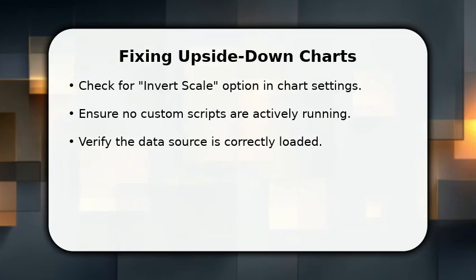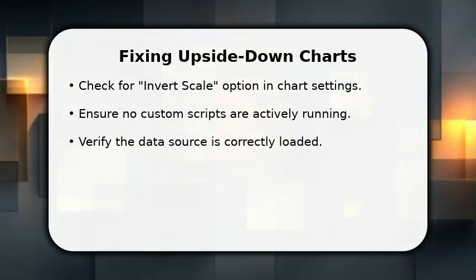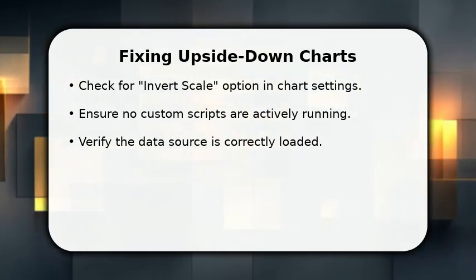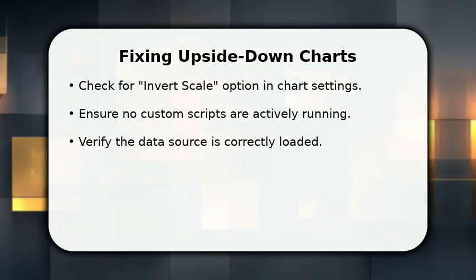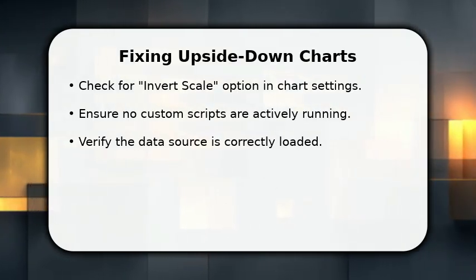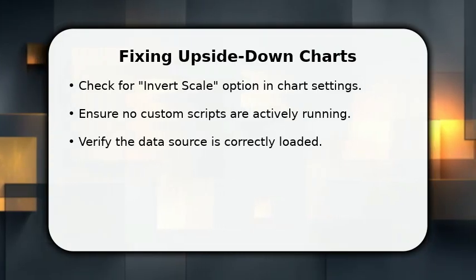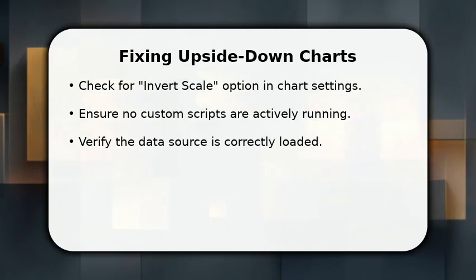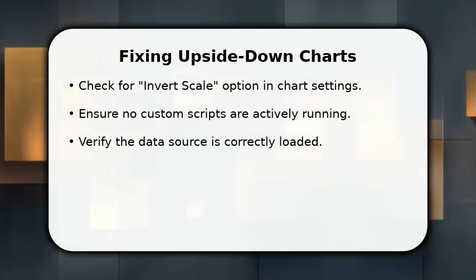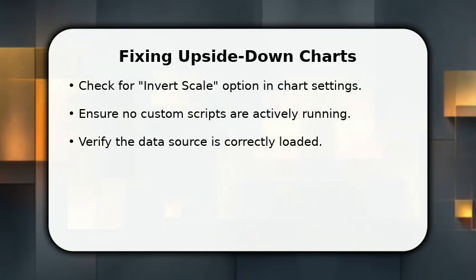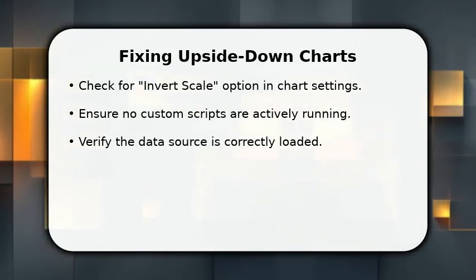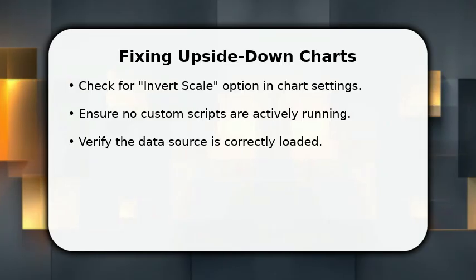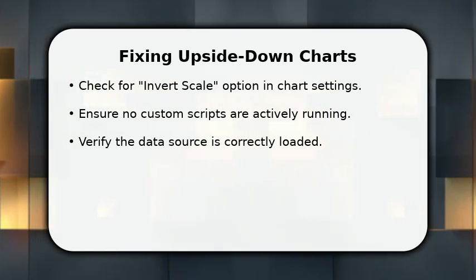In this video, I will help fix your TradingView chart if it appears upside down. First, let's quickly check a few things. Make sure the invert scale option isn't accidentally enabled in your chart settings. Also, confirm that no custom indicators or scripts are running that might alter the display. Finally, ensure your data source is loading correctly and without errors. These initial steps can often resolve simple display glitches.